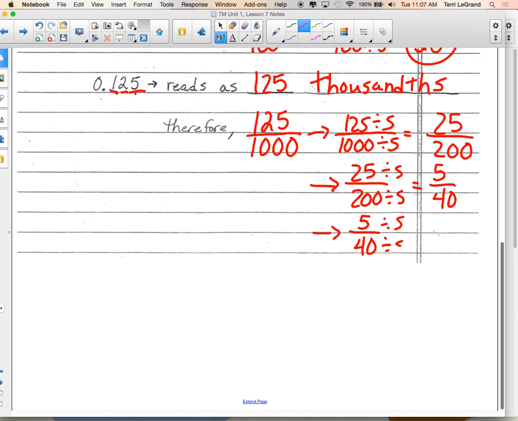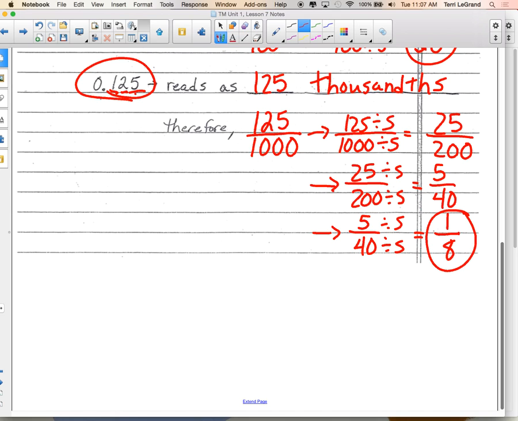5 divided by 5 is? 1. 40 divided by 5 is? 8. Oh, we found it. The decimal 125 thousandths is another name for 1/8 and vice versa, right?